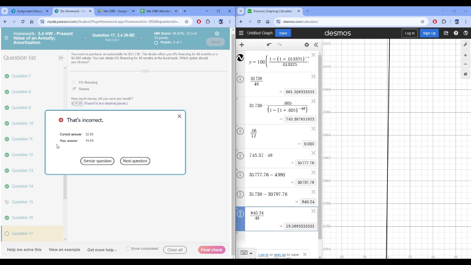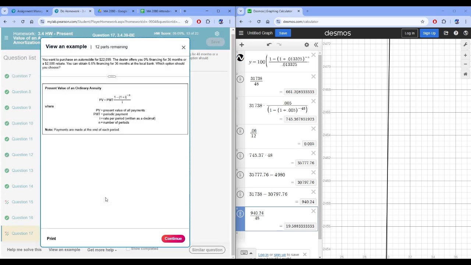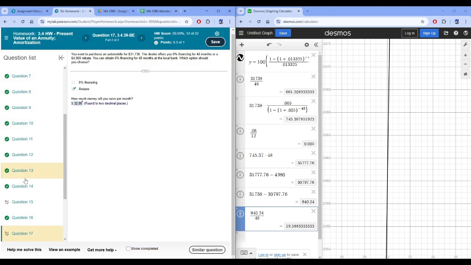Oh, that's annoying. Somewhere I made a mistake. Alright. Luckily, the view an example is there. Try to follow it along. I made a mistake somewhere. Number 17. Let's go to 18.